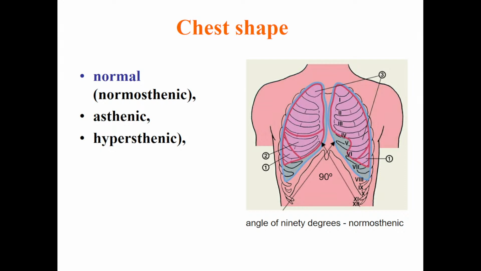Now, let's talk about the examination of the chest shape. These are physiological types: normal, normosthenic, asthenic, hyposthenic. Normosthenic has an angle of 90 degrees.